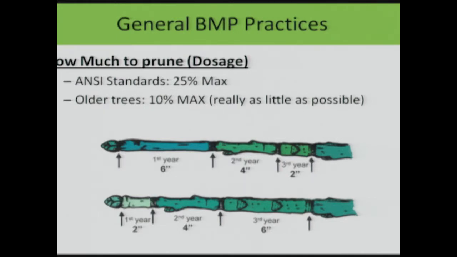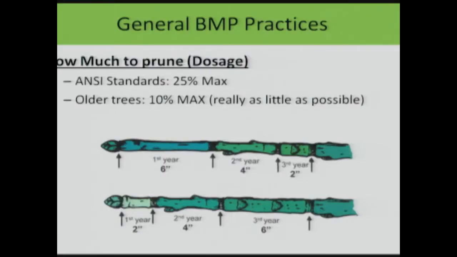So if we're in a drought, we should probably be lowering the dosage. If the tree is recently transplanted, we should probably be lowering the dosage. Older trees are predisposed to stress. You think about all that living tissue that they have to maintain to transport water and nutrients up and down the tree. It takes a lot of energy to keep all that living tissue alive. So they're predisposed to stress, so we don't prune them as much.